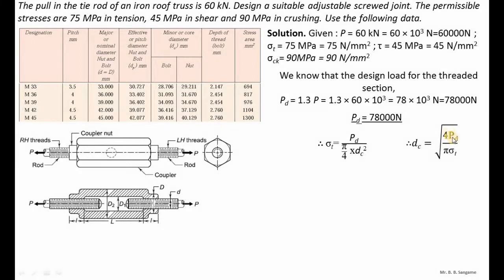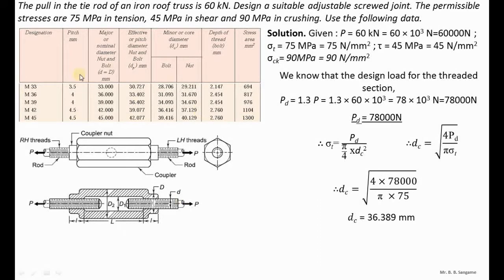Here PD is the design load, because right now we are dealing with the threaded portion. Sigma T is the permissible stress in tension, which is 75 Newton per mm square, already provided in the numerical. So by using this formula we can calculate DC. As per the calculation I found that DC is 36.389 mm.